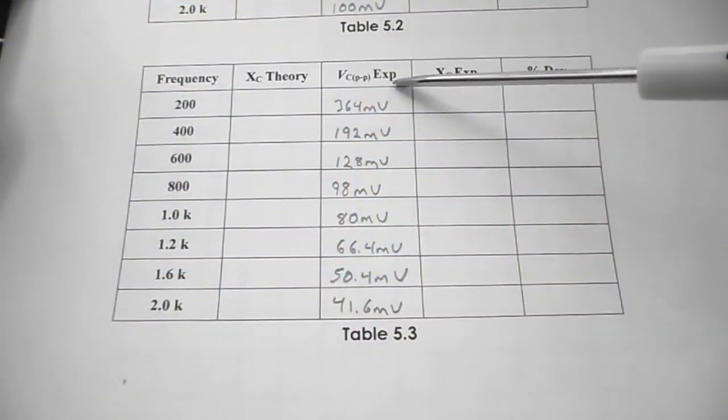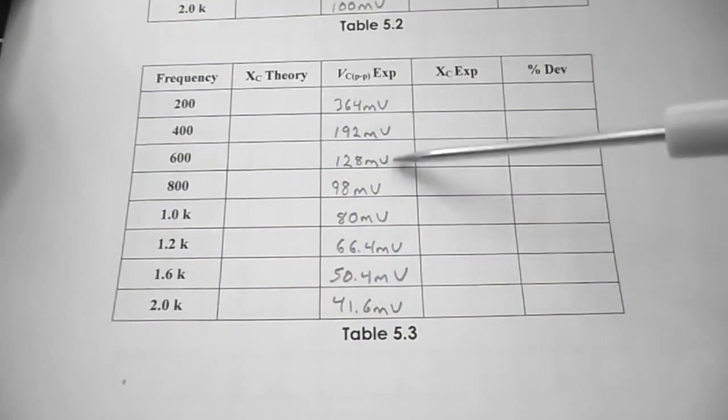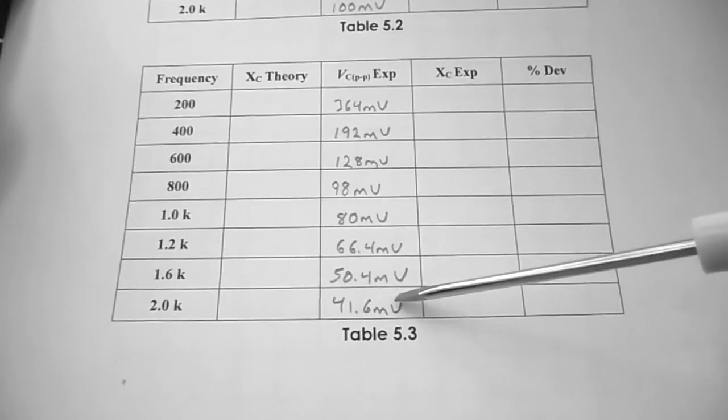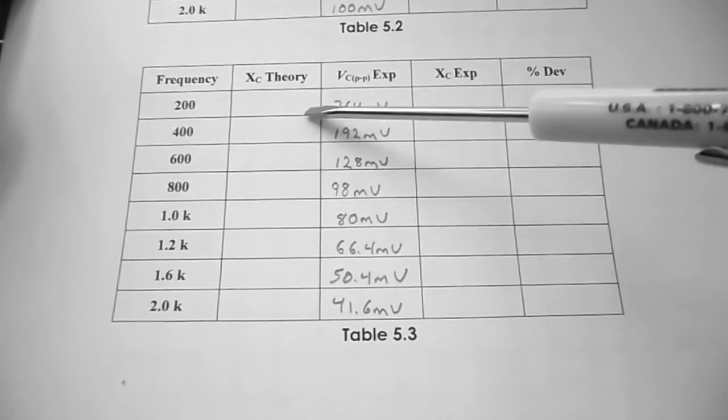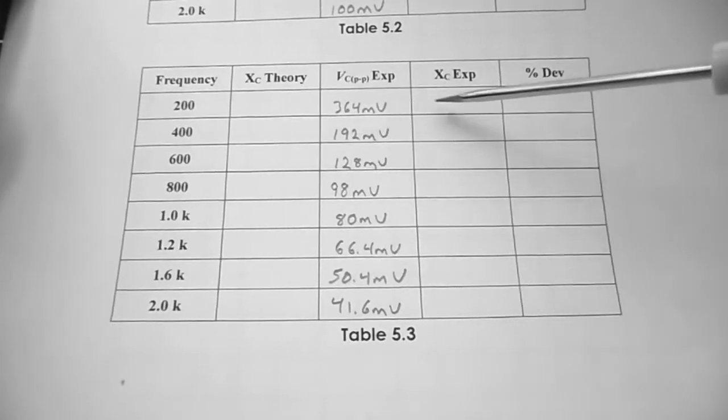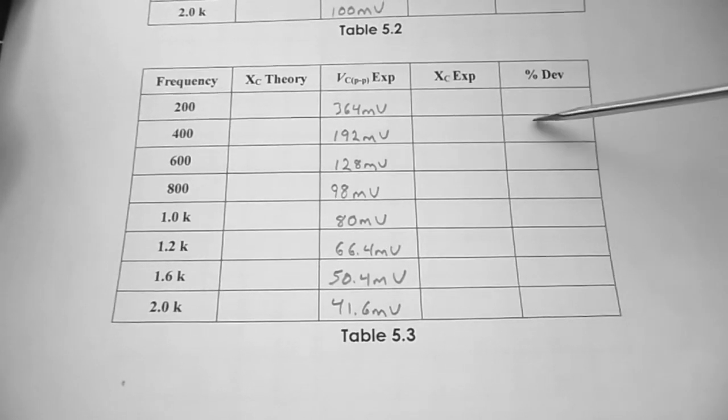Under VC peak-to-peak experimental, I've recorded all my readings. I'll come back later and calculate XC theory, XC experimental, and percent deviation.